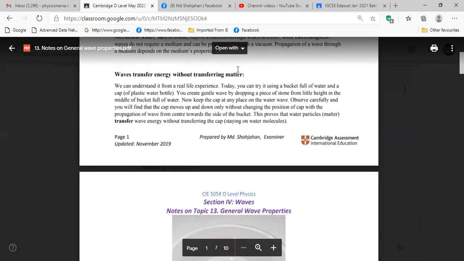Beside matter, you write some more information. Next to matter, you give a slash, then you write particles or molecules, or you write atoms. If you say matter, it's okay. You write particles, molecules, or atoms. All are okay.